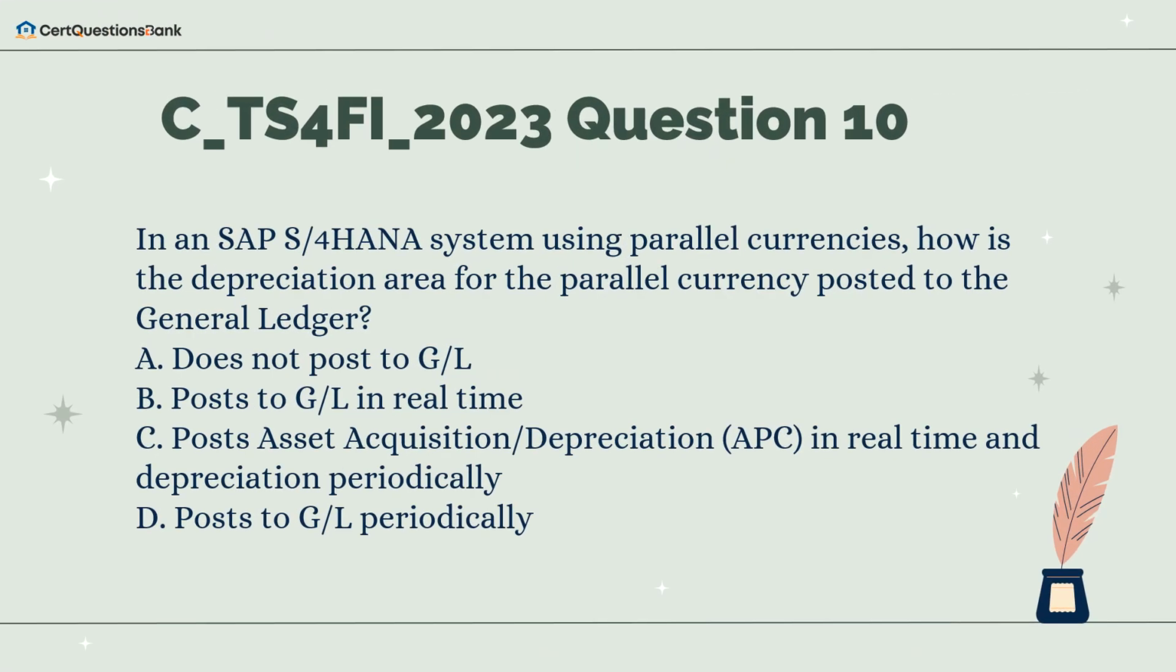In an SAP S/4HANA system using parallel currencies, how is the depreciation area for the parallel currency posted to the general ledger? A. Does not post to GL. B. Posts to GL in real time. C. Posts asset acquisition, depreciation, APC, in real time and depreciation periodically. D. Posts to GL periodically.